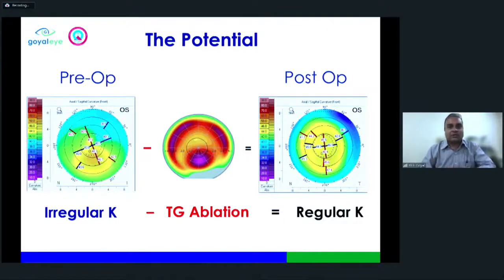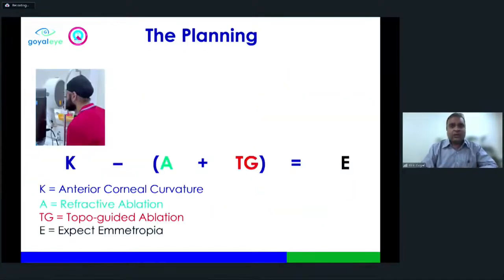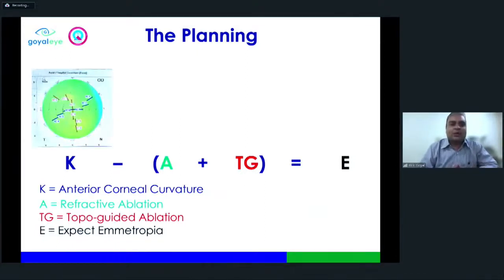corneal anterior surface. With this idea, if we could use this in refractive surgery, where we are anyway shaving off some corneal tissue for refractive correction, could we make a normal cornea even better? So that's the idea. So how do we do the planning? We take our patients' preoperative data like the Pentacam, and we know their anterior corneal curvature.